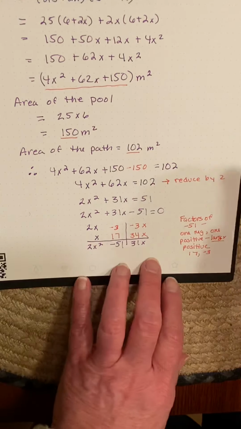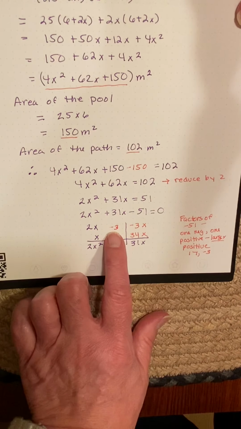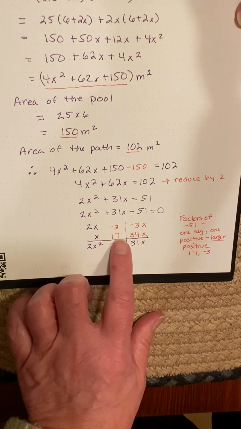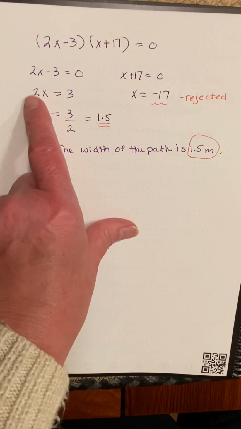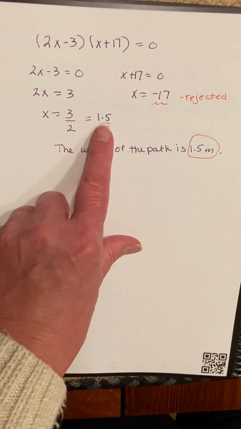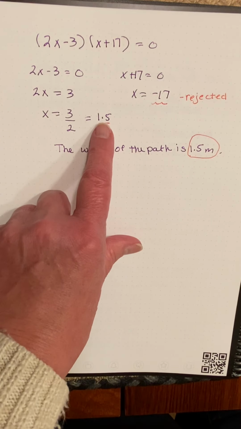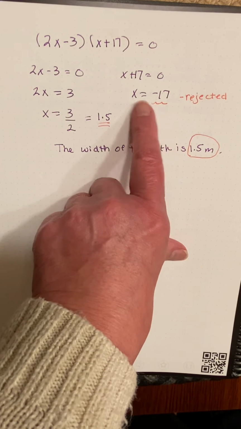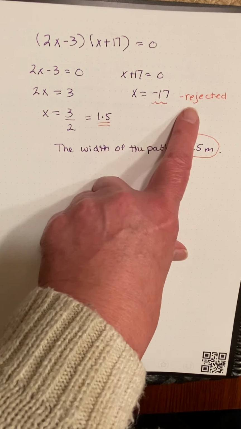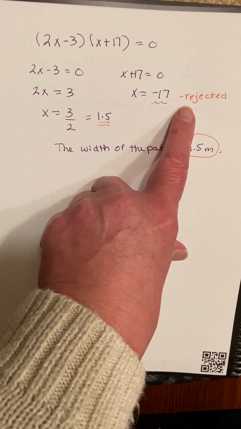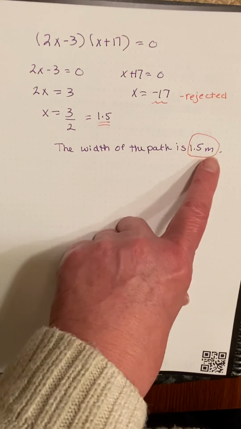So I'm left with 2X minus 3 and X plus 17. I have to even turn the page, keep up with the work. So again, 2X minus 3 times X plus 17 equals 0. I work it out. This becomes 3 halves, or 1.5. I'm going to tell you about the 1.5 in a minute. And this becomes a negative 17. I cannot have a negative length or width. So I just reject this right off the bat. I don't have to plug it into anything. Therefore, the width of the path is 1.5 meters.